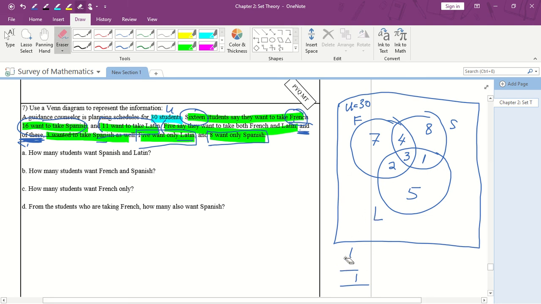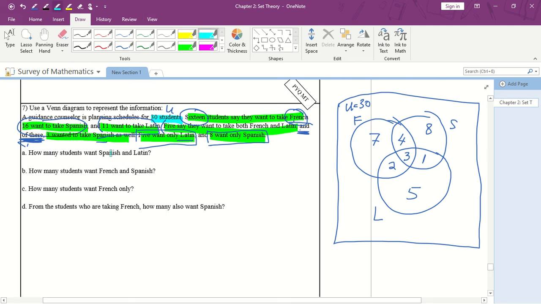So let's try to see. Is there anyone that doesn't want to take French, Spanish, or Latin at all? Let's see. So 7, 4, 8, 2, 3, 1, and 5. Let's add up together and we use 30 to minus the answer. So 30 minus 7 minus 4 minus 8 minus 2 minus 3 minus 1 minus 5. The answer here is 0. It means that there are no people that are not taking anything. Everyone took something.